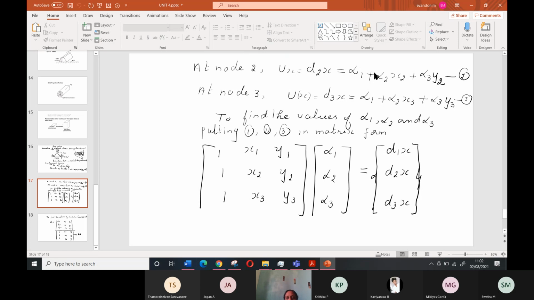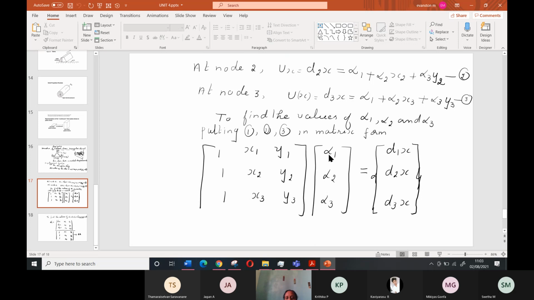So I have put equations 1, 2 and 3 in this form. That is, I have taken the values of alpha 1, alpha 2, alpha 3 outside. The first equation is 1 into alpha 1 plus x1 into alpha 2 plus y1 into alpha 3. The second equation is 1 into alpha 1 plus x2 into alpha 2 plus y2 into alpha 3. Similarly, the third equation is 1 into alpha 1 plus x3 into alpha 2 plus y3 into alpha 3.